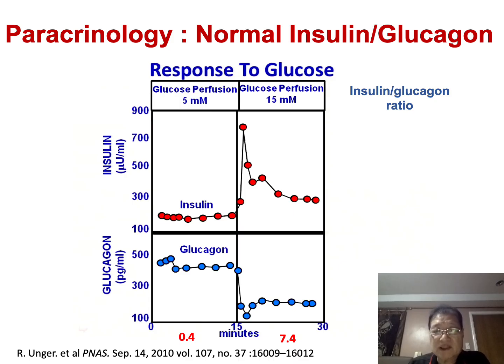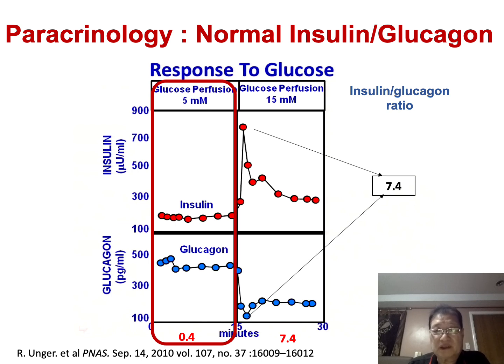In an isolated rat islet pancreas perfused with 5 millimolar of glucose, insulin and glucagon ratio is 0.4. At the bottom, you can see the red. When glucose was raised to 15 millimolar, insulin takes off in a dramatic spike. But look at the time length of that spike. It lasts only a minute or two. This may represent the first phase insulin response.